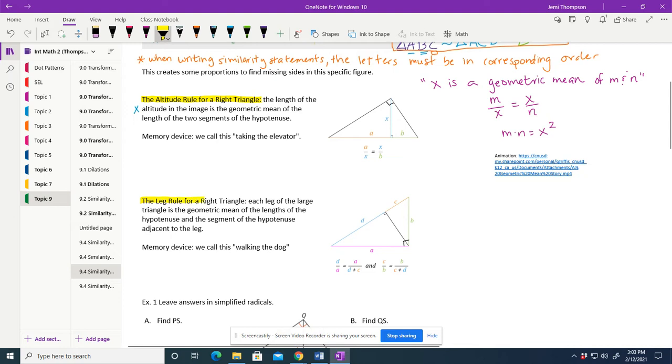This one's a little bit more complicated. The leg rule for a right triangle. So remember that adjacent means next to. So for example, my classroom is H105, which means I am adjacent to classroom H104.